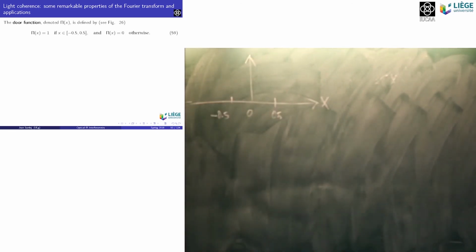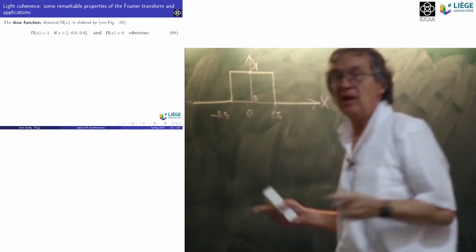So the door function. This is x with 0. Now here I have x equals 0.5, x equals minus 0.5, and the door function is defined as follows. It is 0 if the modulus of x is bigger than 0.5, and it is equal to 1 if it's less.